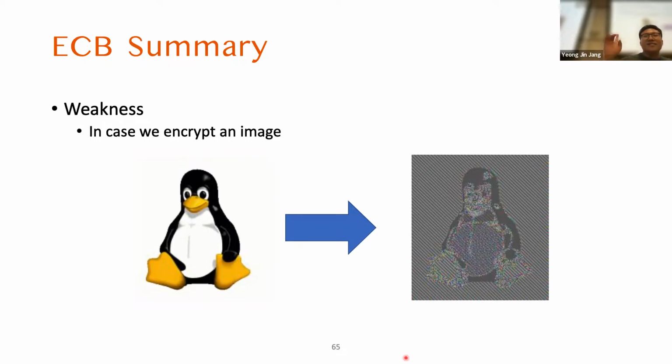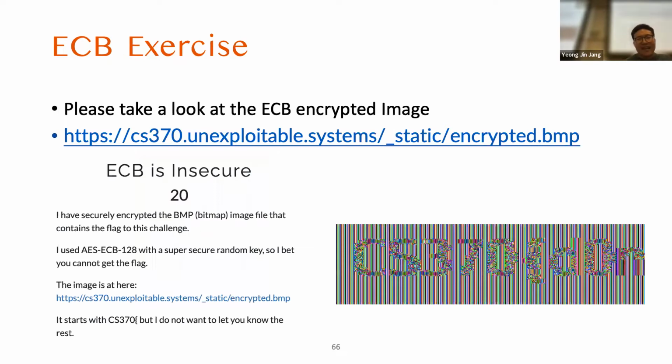So I prepared one simple exercise for ECB, and we will have more exercises released next week after learning more modes of block ciphers. The exercise is very simple. I prepared one image that stores a flag as a bitmap, and then I encrypted that with a random key. I don't even know the key, in ECB. But if you open this one, you will see the flag is something in this kind of format. Please read what the flag is, and then submit it to our scoring system.